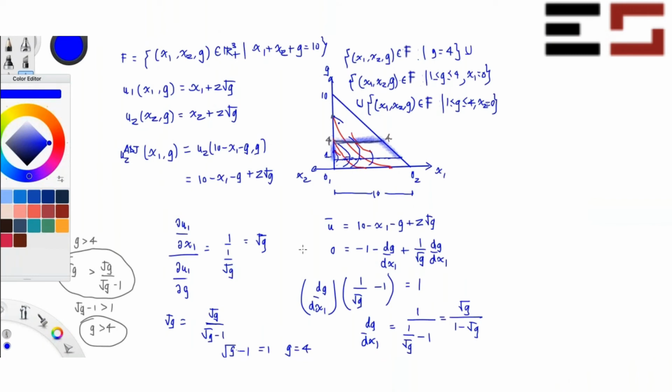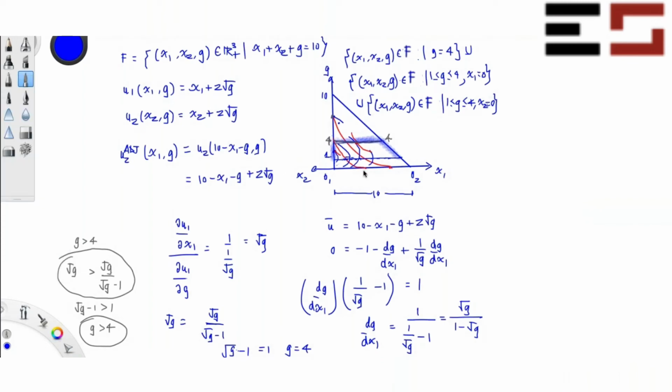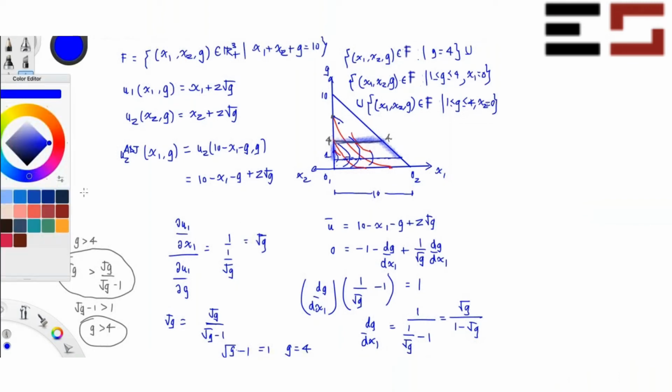By the way, let me tell you one way in which you can figure out at least a subset of Pareto efficient allocations: by maximizing the sum of the utilities. If you do this problem, let's say maximize the sum of the utilities. So what is the sum of the utilities? x1 plus x2 plus 4 root g.